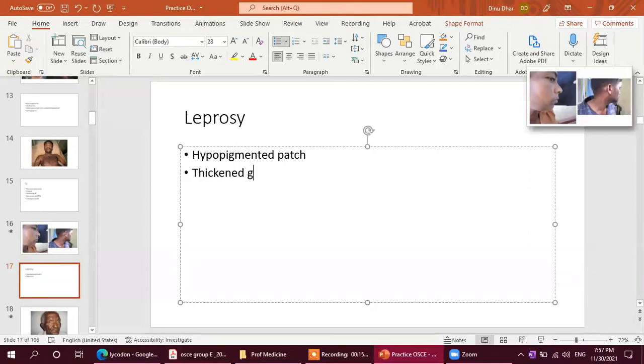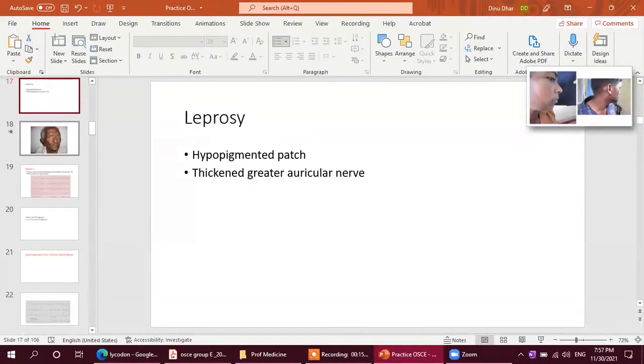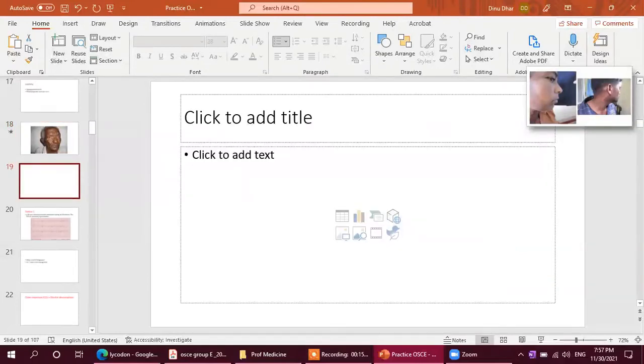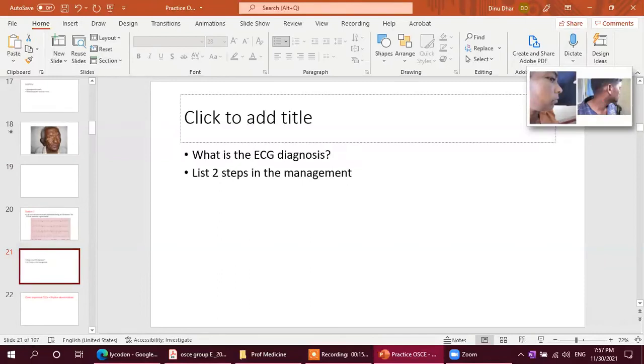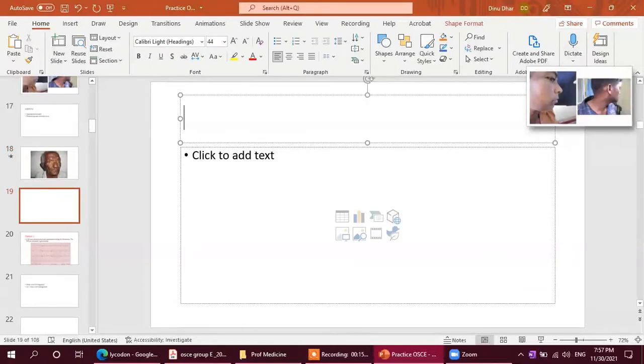Now, as an undergraduate, you do not really worry about subtyping leprosy into tuberculoid, borderline, and lepromatous, because it's mostly dermatology specialist stuff. But if you see this sort of thing, this is very clearly lepromatous leprosy. Skin infiltration, these raised skin infiltrations in the forehead. This is lepromatous leprosy. We also use the term leonine face for this. Leonine face.